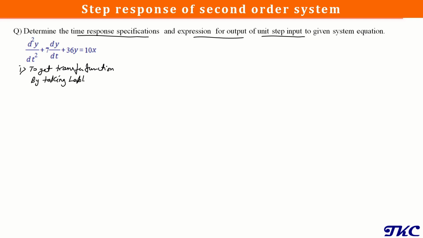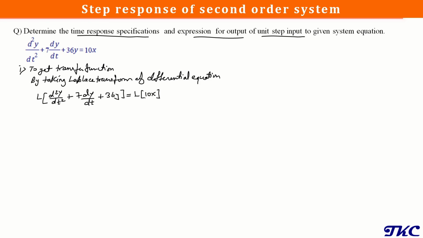So by taking the Laplace transform of the differential equation, it will be Laplace of d square y by dt square plus 7 dy by dt plus 36y, and that will be equal to Laplace transform of 10x. We know how to take the Laplace transform of a differential equation. So it will be s square into Y of s. While taking the Laplace transform, we know that this term will give us initial conditions. In finding the transfer function, we treat those initial conditions to be 0. Next, the Laplace transform of this term will be 7s into Y of s, and for the last term it is 36 Y of s, and for the right hand side it will be 10 X of s.